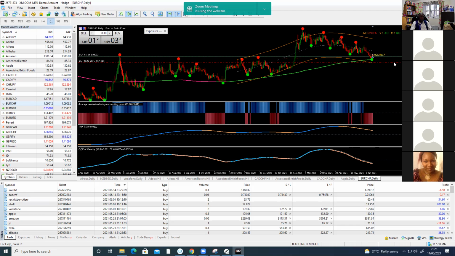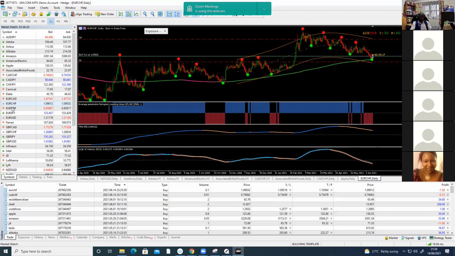Okay, that's my 50 pips there. And then that's my target there. That's my target up to the brown line there. But also you could look at where you had the last red dot if you want to. Okay, so that's it. I'm done.